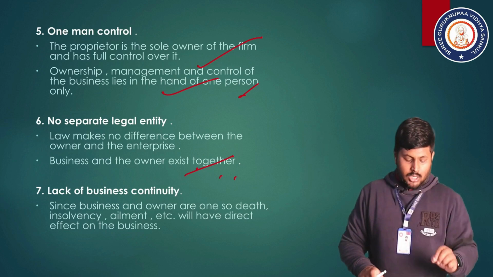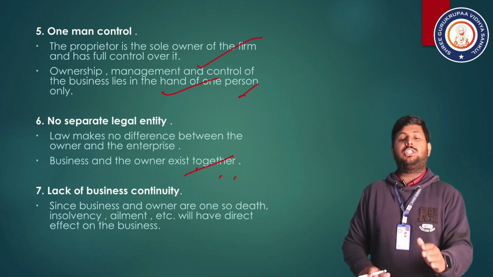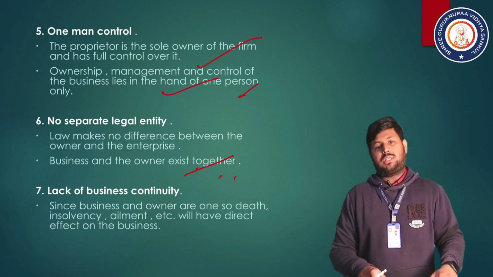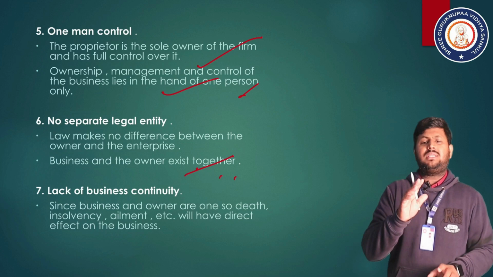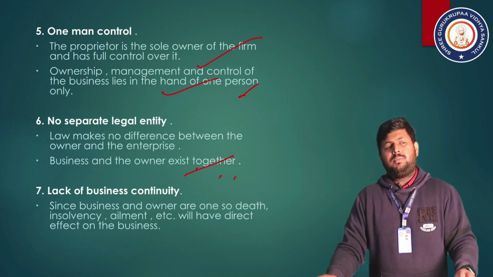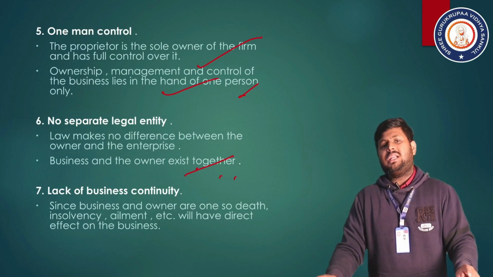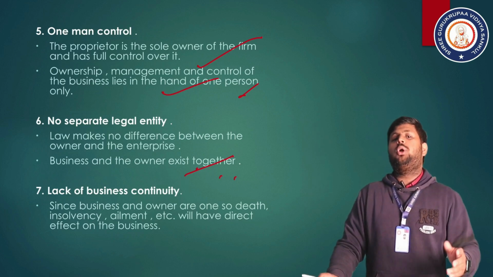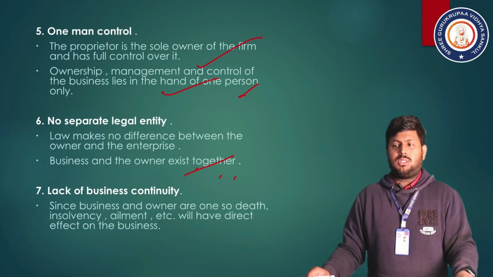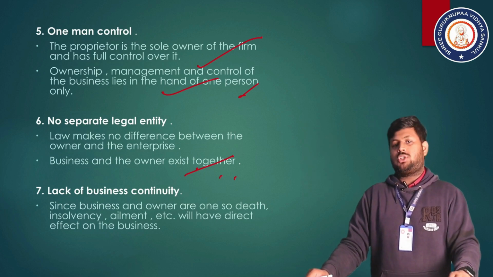So here there is no separate legal existence, unlike the perpetual existence of the company. Okay, now the 7th point, lack of business continuity. Now see, it is done by a single person. So if he dies, if he becomes mentally incapable or mentally unsound, in such situation who is going to run the business? Might be no one, might be his child continues the business, but if he doesn't have a child, then in such condition he has to close down or shut down the business.